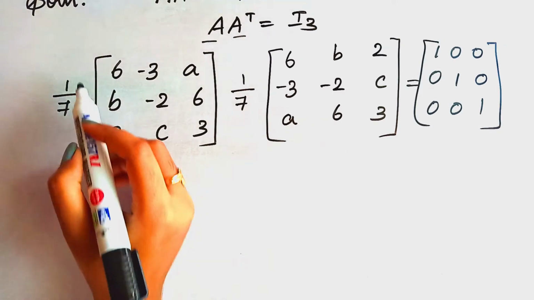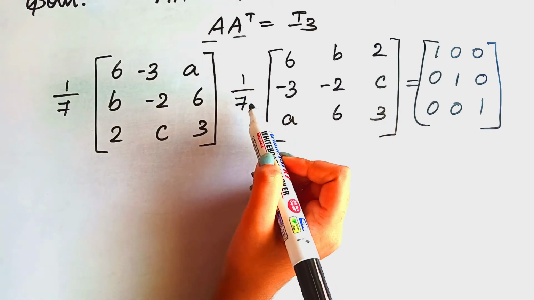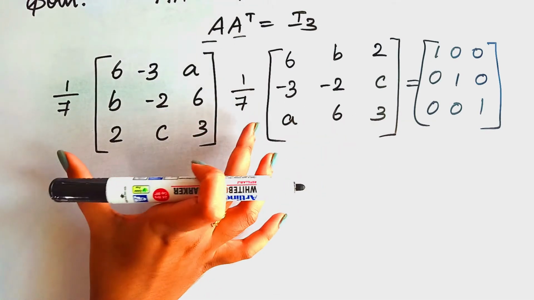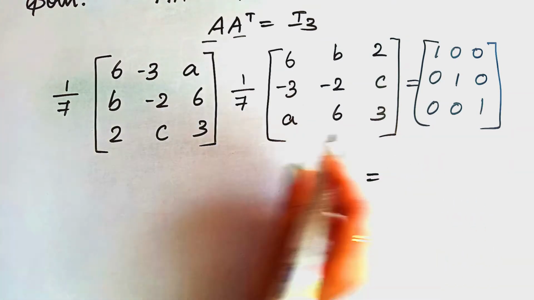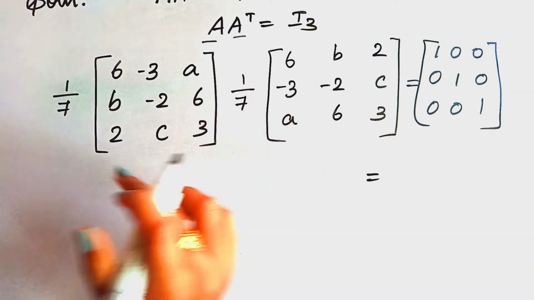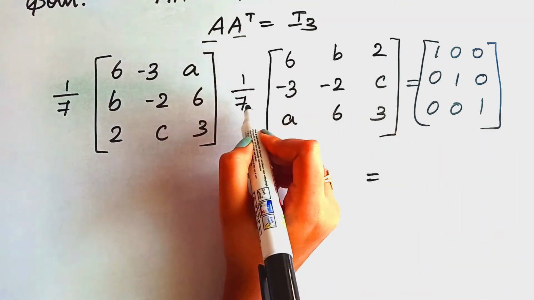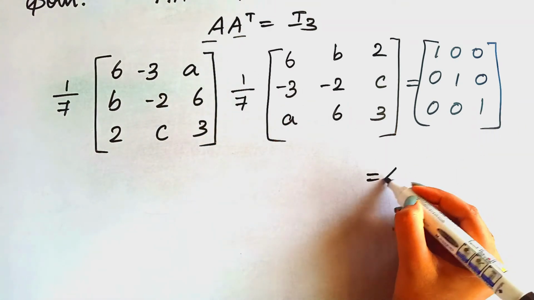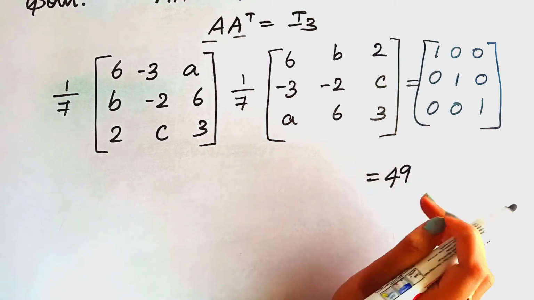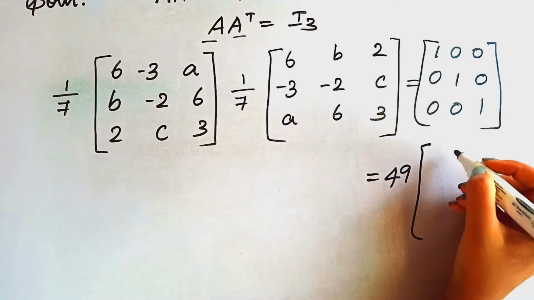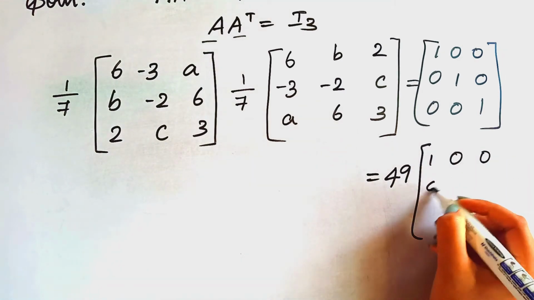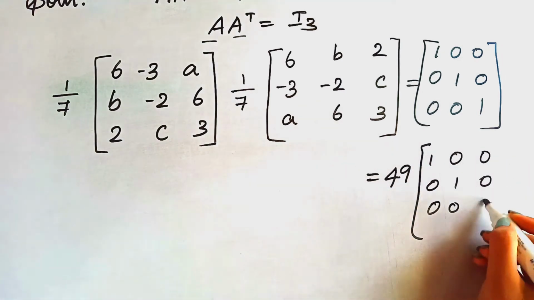For that, first you can see there is 1 by 7 and 1 divided by 7 here. Let's multiply that. We'll get 1 divided by 49, right? So let's take this 1 divided by 49 to the right hand side. Since it is divided, when it goes to the other side it becomes a multiplication, 49 in the numerator. So 49 into 1 0 0, 0 1 0 and 0 0 1, right?